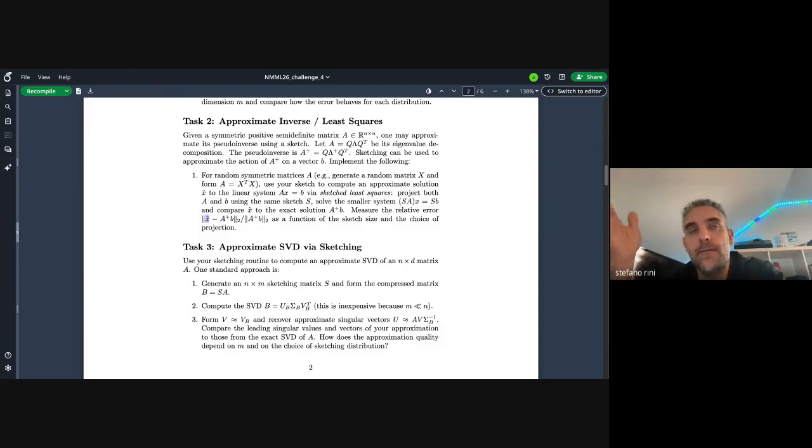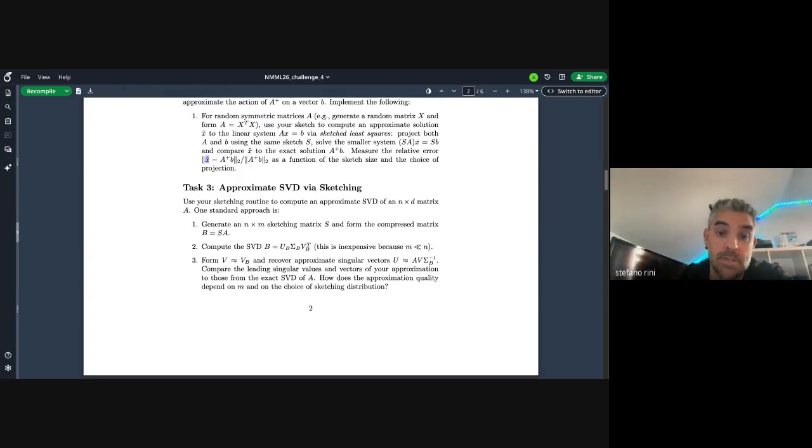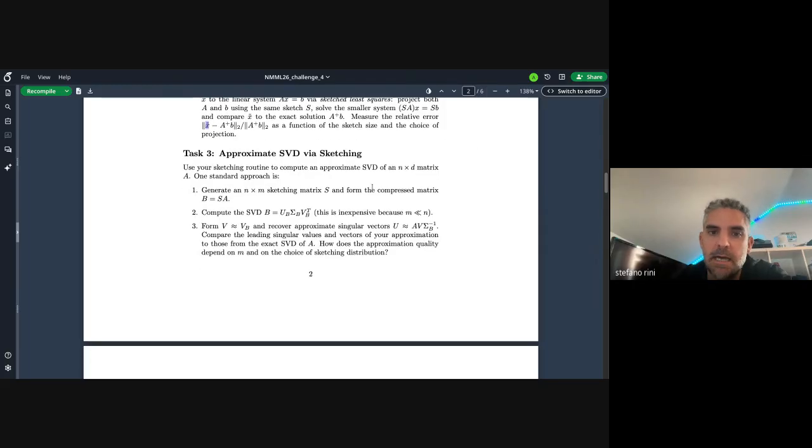So now, if you believe me that you can approximate the matrix multiplication, and you believe me that you can approximate the pseudo inverse, then it's natural that we also try to approximate the SVD. Same stuff. We construct our sketching matrix S.